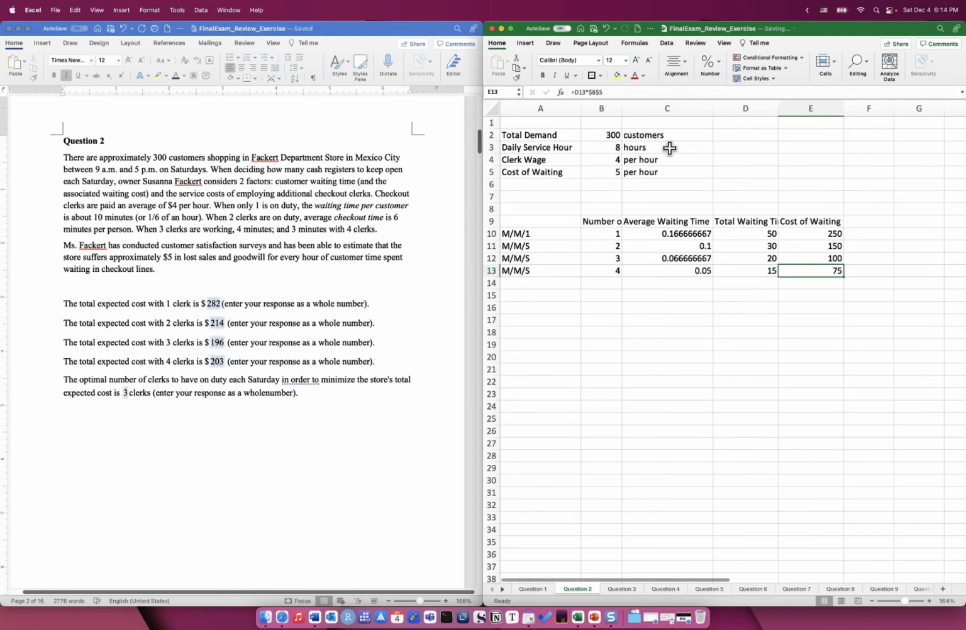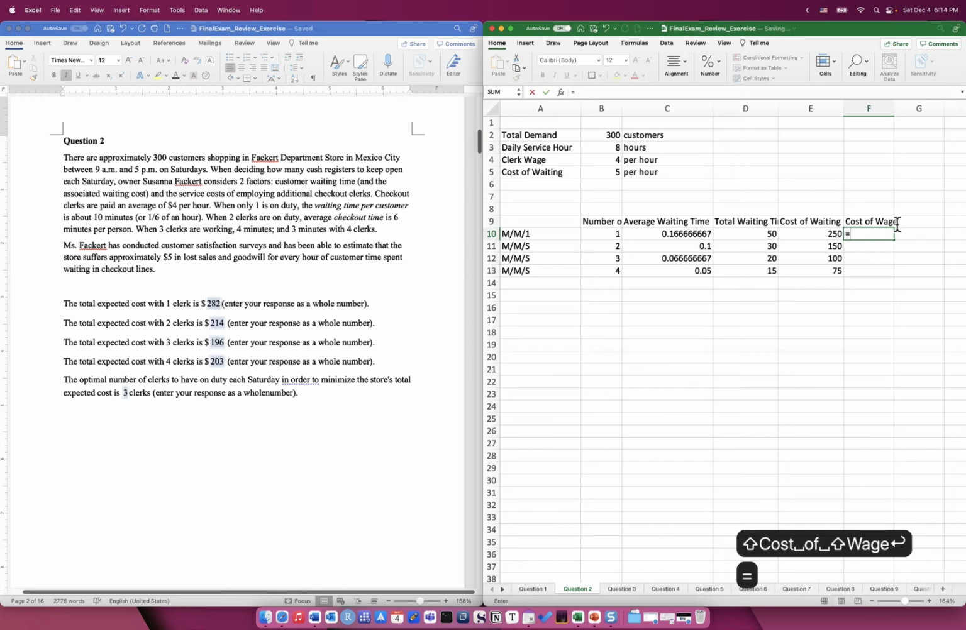Let's move on. What other costs do we need to consider? It's the cost of wage. When you have one employee that works for 8 hours, you're paying the person $4 per hour, so you're paying $32 when there is one clerk. Of course, it's going to double, triple, quadruple. So this is the cost of compensation for each system.